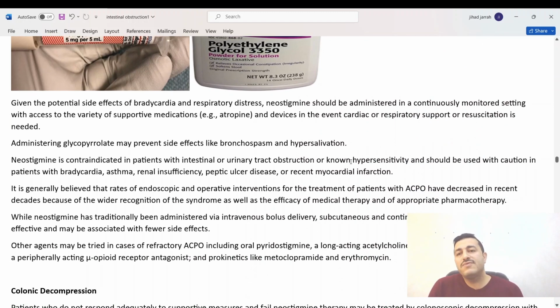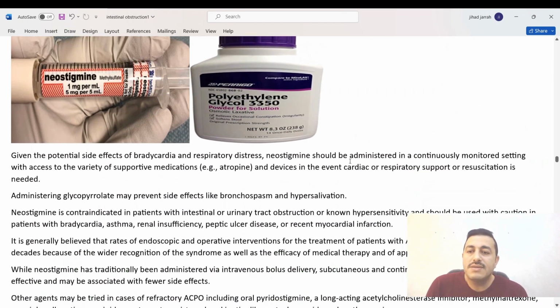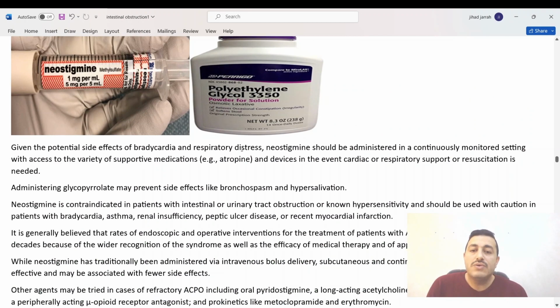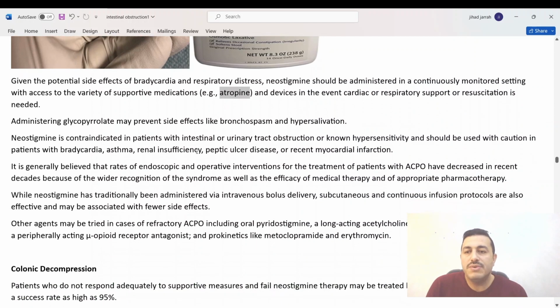Okay, there are many side effects for neostigmine. We know it is parasympathomimetic, so it can lead to bradycardia and respiratory distress. So in some centers, and even in the centers where I work, when they give neostigmine, they used to give it in ICU conditions. So we have to do continuous monitoring, and some medication should be available, such as atropine. We said bradycardia is one of the side effects. Atropine should be ready. Cardiac and respiratory support or resuscitation should be ready.